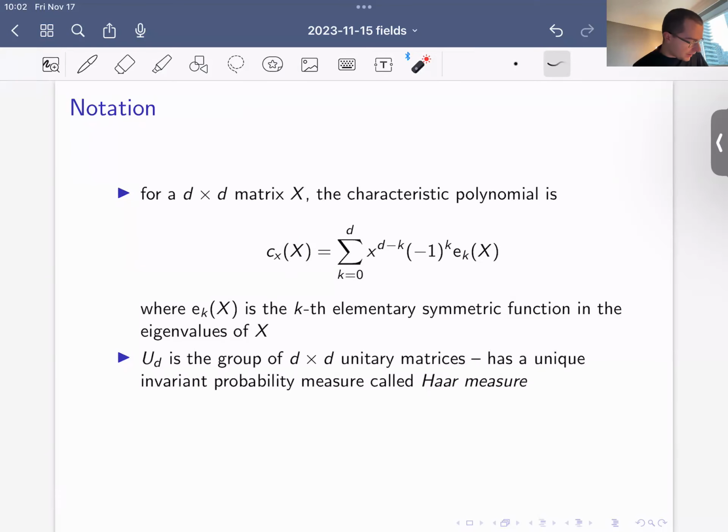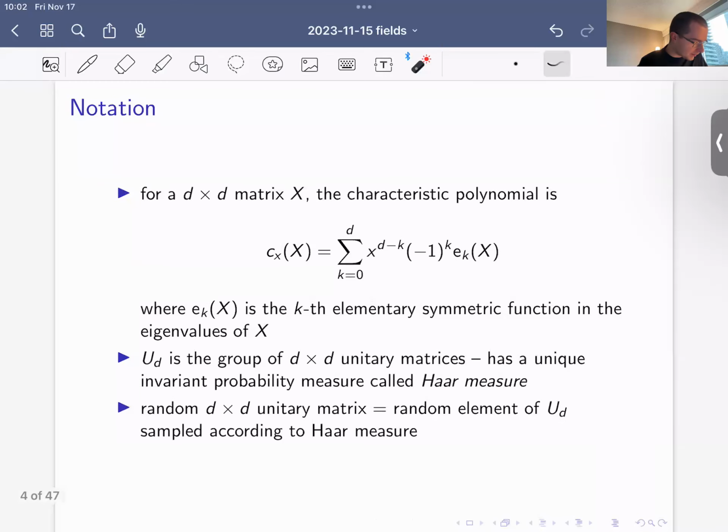Another bit of notation is the unitary group. So U_D is the group of D by D unitary matrices. And this has a unique invariant probability measure called the Haar measure. And so when I say random D by D unitary matrix, I mean a random element of U_D sampled according to this Haar measure.